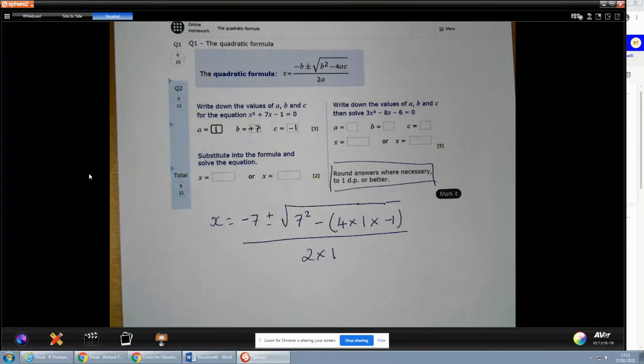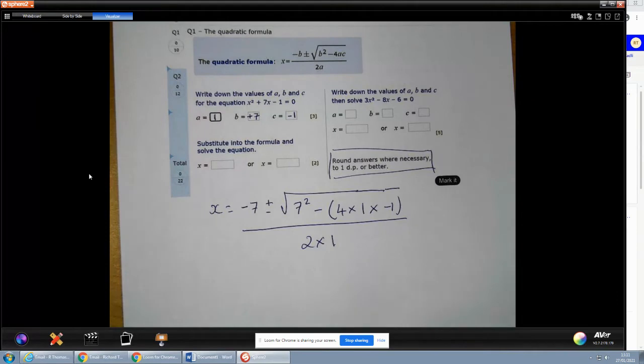Now, knowing you lot as I do, most of you now will reach for the calculator, but I thoroughly advise you don't. I thoroughly advise you work out as much of this as you can without the calculator. So I can simplify this.